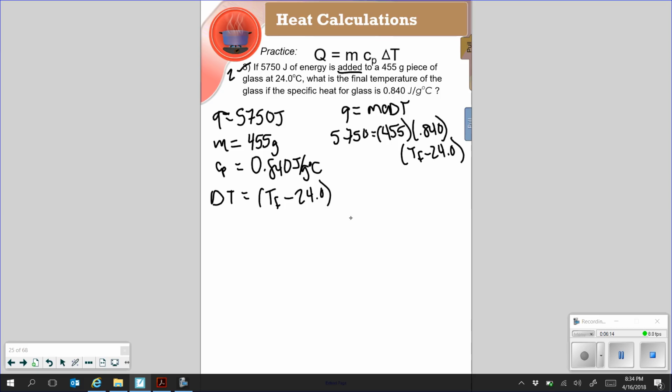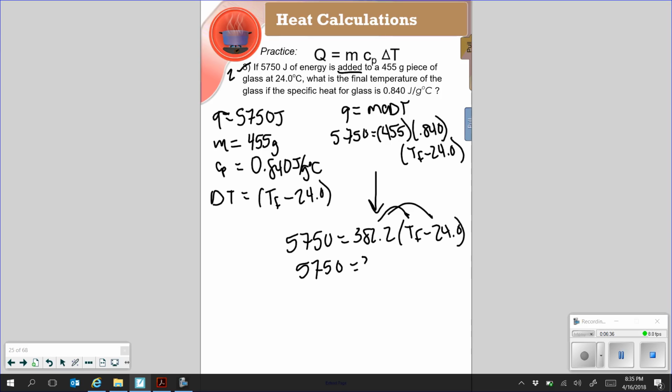So then I'm going to multiply across. I'm going to move my work down here so you can see it. I'm going to have 5750 equals 382.2 times TF minus 24.0. I'm going to do distribution here. I'm going to end up with 5750 equals 382.2 TF minus 9172.8. Go ahead and mathematically solve for my TF variable, and I got T final is equal to 39.0 degrees Celsius.